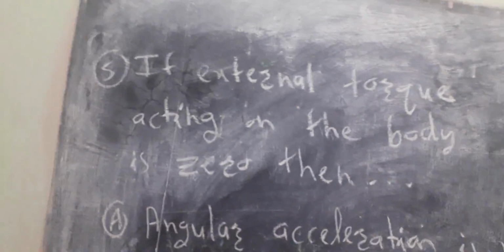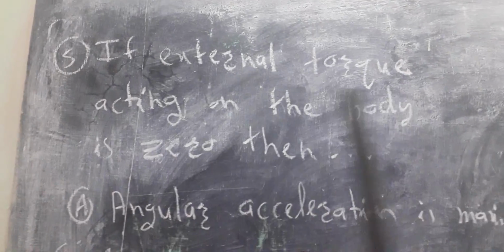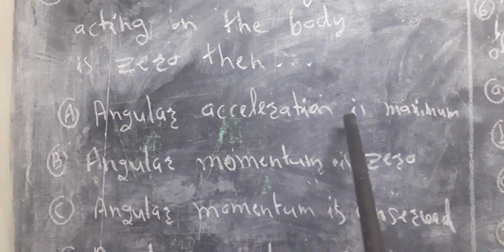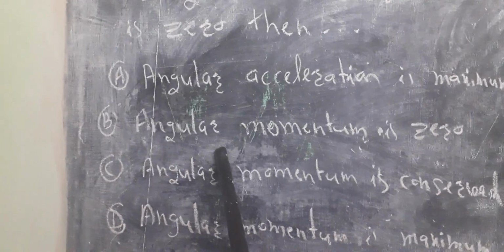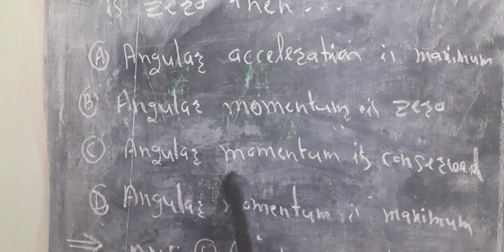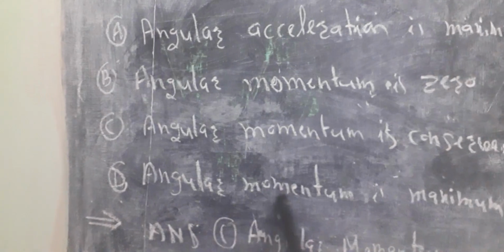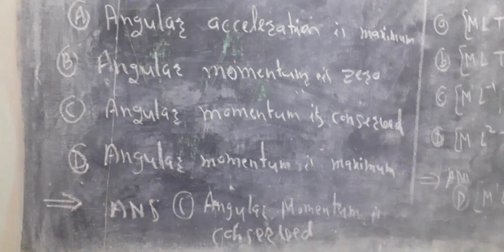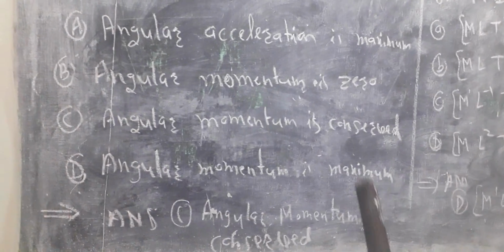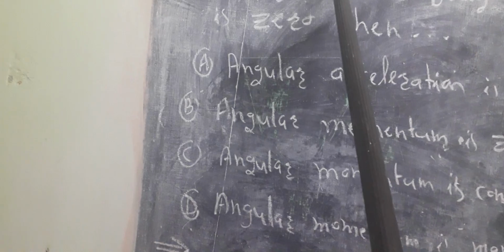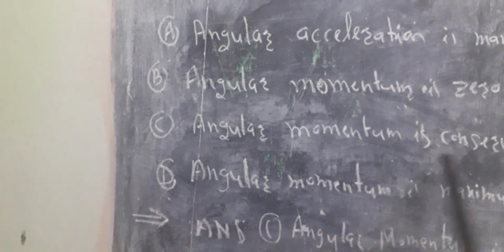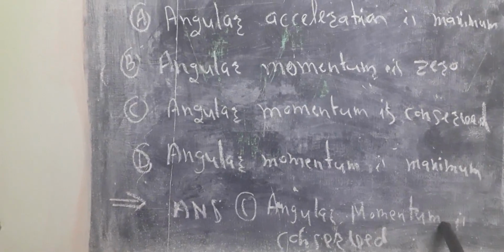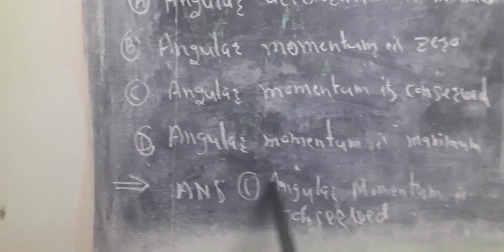Next, if the external torque acting on the body is 0, then dot dot dot. First option is angular acceleration is maximum. Second option is angular momentum is 0. Third option is angular momentum is conserved. And fourth is angular momentum is maximum. We have seen the law of conservation of angular momentum. In that typical case, when the external torque acting on the body is 0, then angular momentum is conserved. So the correct option is C. So answer C with the proper sentence. Both option and sentence should be properly mentioned.